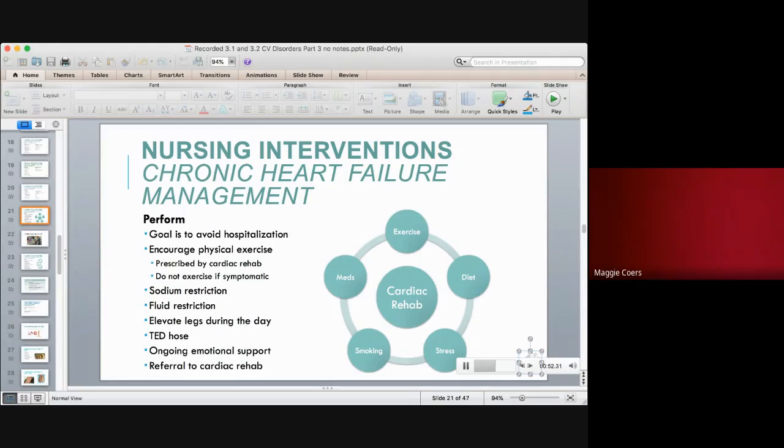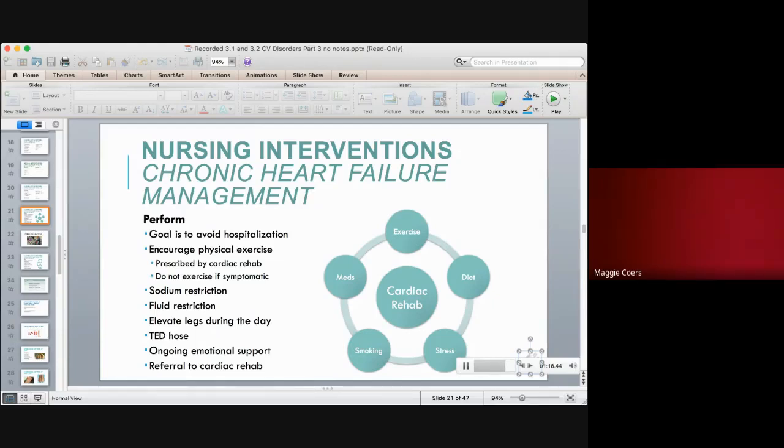If the patient is in cardiac rehab or if they're exercising, they should really stop the activity if they start to have symptoms, and that's kind of like their maximal level. Exercise for chronic heart failure management is very helpful. The 5 things that cardiac rehab focuses on are there on the slide for you, the little picture.